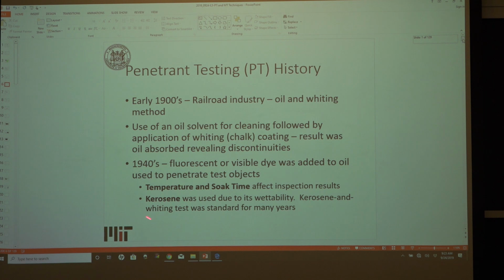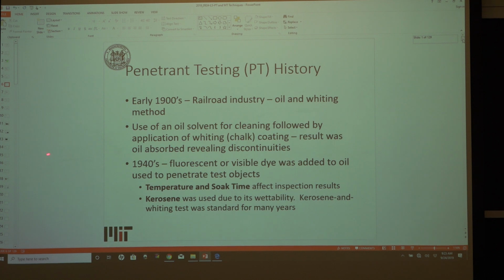Following up about 40 years later is when they started using the fluorescent dyes. So there are two different types. You can either have a fluorescent or visible dye. The fluorescent is where you use the black light, but you can also use a dye without a black light, and that's what's known as the visible dye. It's typically a reddish color, and it appears reddish after you give it the time to sit and develop.